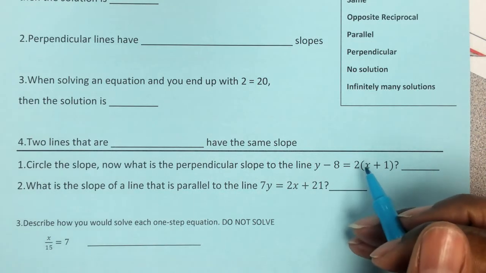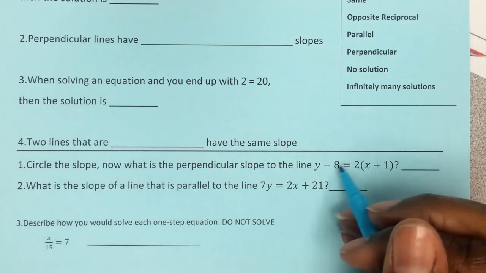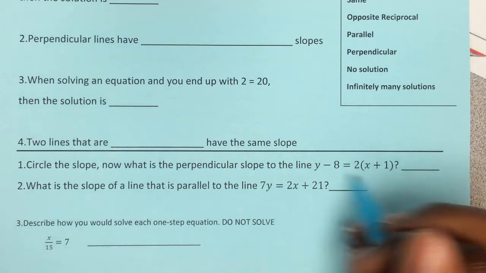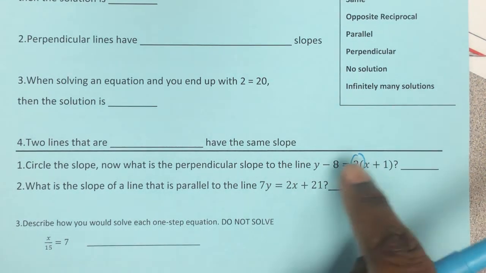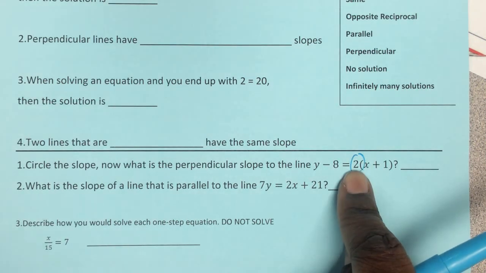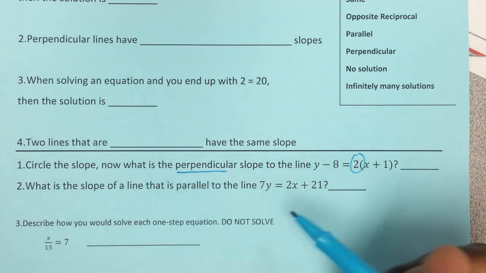Is it frozen still? Sorry. What is the slope right now for this one? Slope, you should be able to see it. Slope is right there, 2. No tricks about it. The slope is right in front of the parentheses for point slope form. So if the slope is 2 right now, how do you make it perpendicular?